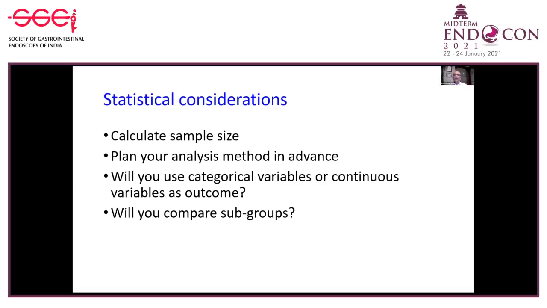And then look to see whether you will use categorical variables or continuous variables. For instance, you could look at death, which is a categorical variable. Either the person is alive or the person is dead. Or you might look at hospital stay, which is a continuous variable because a person may stay in hospital for 10 days, a person may stay in hospital for 2 months. And then will you compare subgroups? If you're going to do subgroup analysis, you're going to need a larger sample eventually.